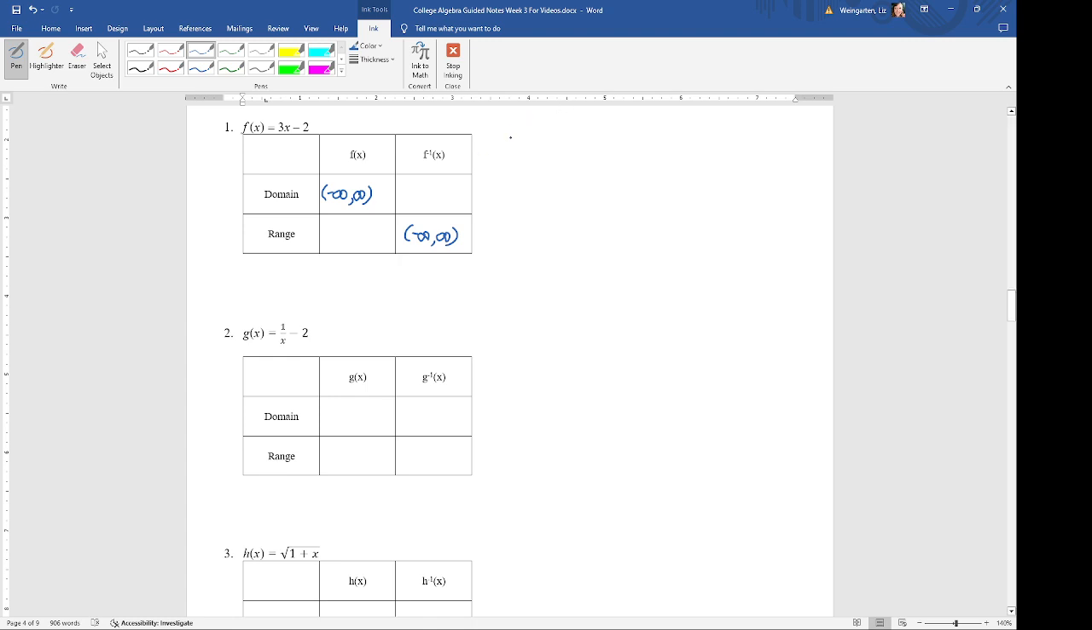So now let's calculate that inverse. We're going to start by replacing f of x with y. And now because our domain and range are flip-flopped, our inputs and outputs are flip-flopped, we're going to change our y into x and change our x into y. And now we're going to solve for y. Add 2 to both sides. Divide both sides by 3. And finally, rewrite this expression in inverse notation.